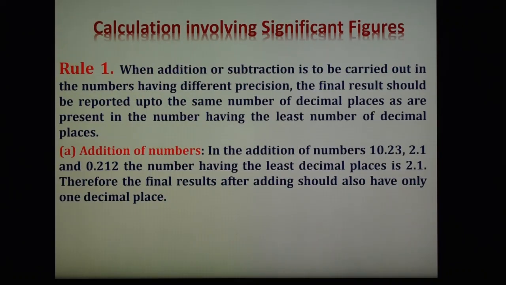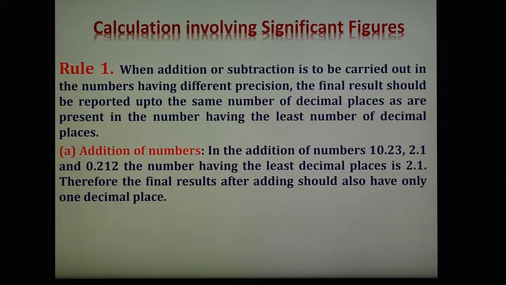Now, there are two important rules for calculating the significant figures in mathematical treatment. Rule number 1 says that when addition or subtraction is to be carried out on numbers having different precision, the final result should be reported up to the same number of decimal places as are present in the number having the least number of decimal places. So this is rule number 1.